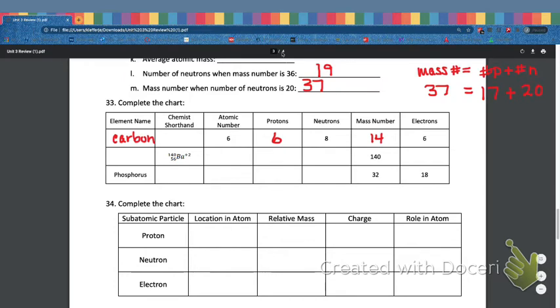And so this is how we write the shorthand. We're going to write the symbol for carbon. We're going to put the mass number up here to the left and the atomic number on the bottom. Okay, so sometimes we call that isotope notation.